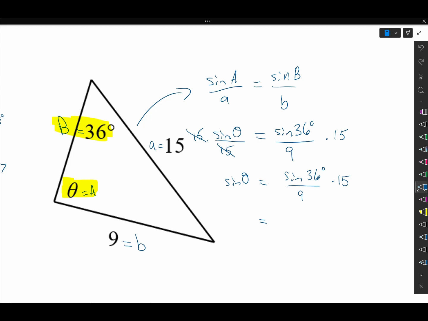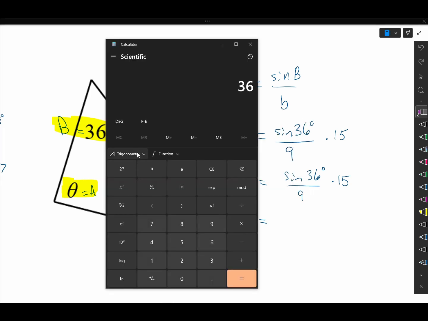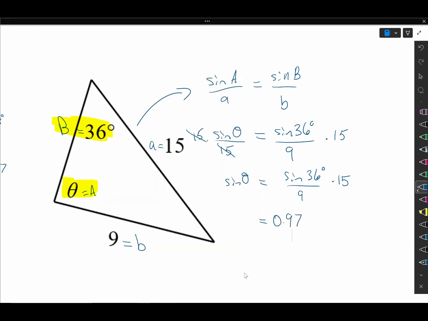I'm not quite going to do all of that in one step right here. I'm going to evaluate the sine of 36 degrees, then I'll perform my multiplication and division, and then I'll see what I get. So the sine of 36 degrees. In this case, I'm working with 36. I'll take the sine of that, and then I will multiply that by 15, and then I will divide that by 9. So I am working with something along the lines of 0.9796.